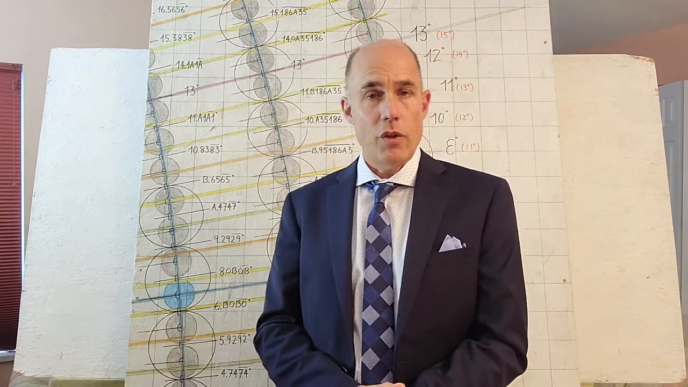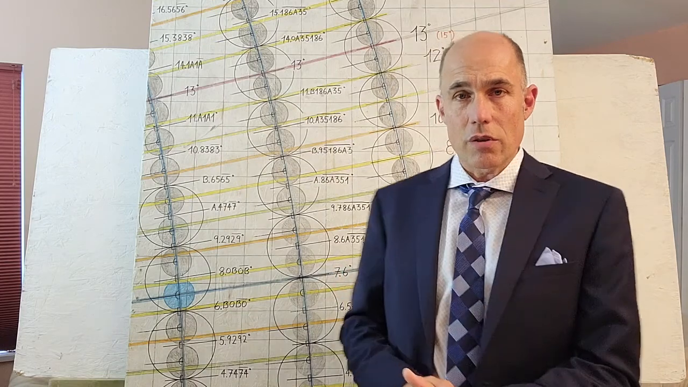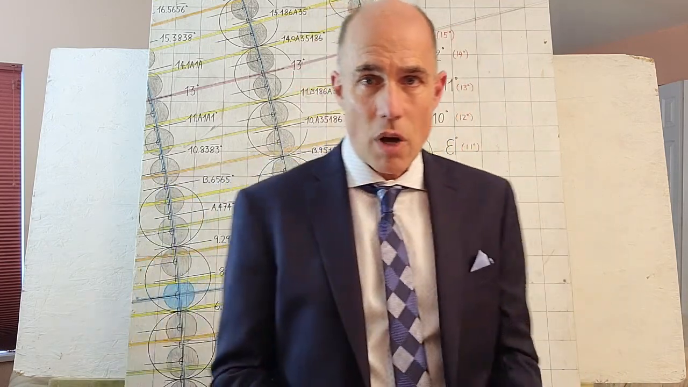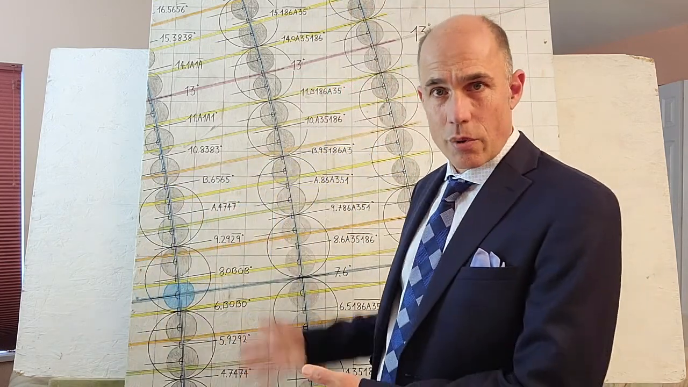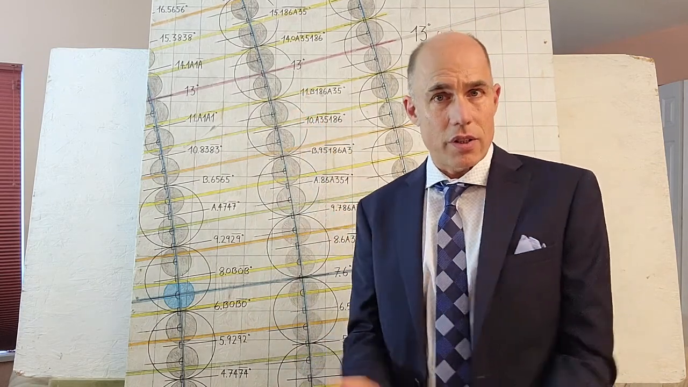All right, so continuing our exploration of base 12 geometry and the geometry of the circle. I'm just going to go over a few points for how we got to this point here. We're at the edge of a diagram that's dividing the circle into 360 degrees.